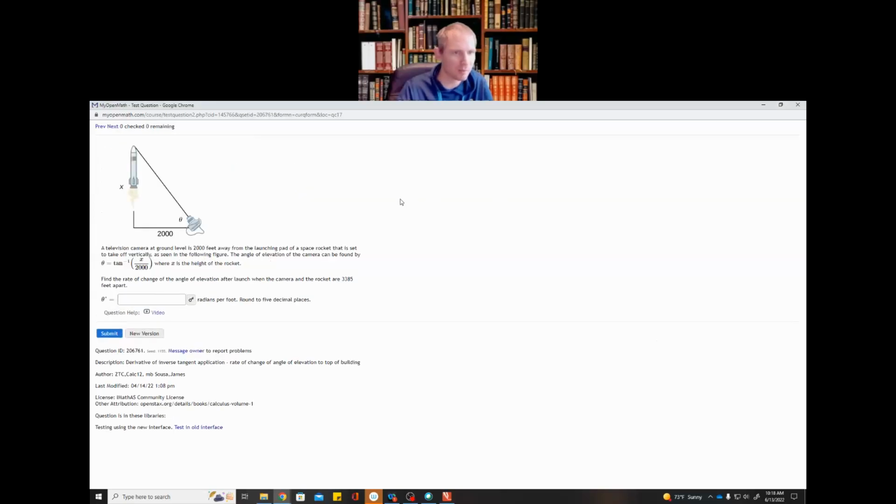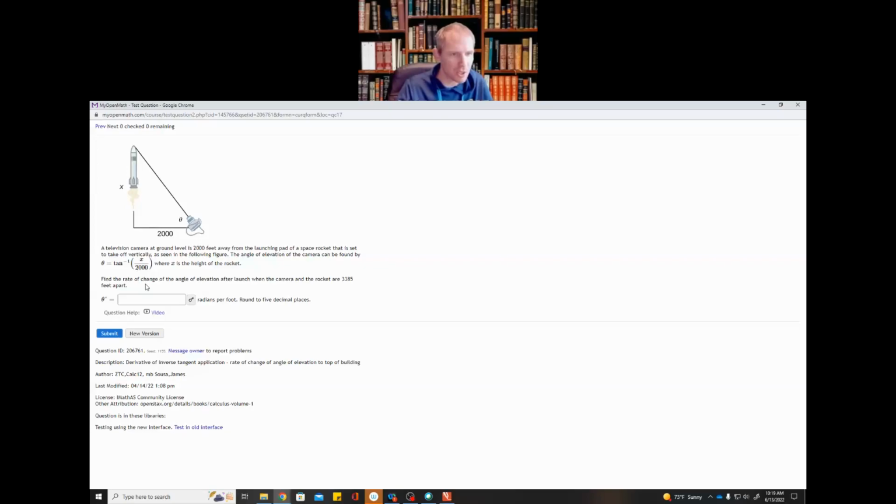Okay, so here's 16. A television camera at ground level is 2,000 feet away from the launching pad of a space rocket that is set to take off vertically. We have a little diagram here. The angle of elevation of the camera can be found, and it gives you theta equals tangent inverse of x over 2,000, which we could find because I can see there's theta. Tangent of theta is opposite over adjacent, so x over 2,000. If I solve for theta, I use the inverse tangent. So x is the height of the rocket.